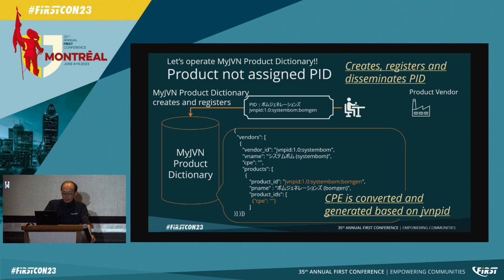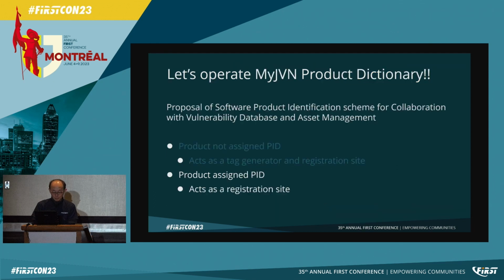This ensures all products, regardless of whether they already have a PID or not, can be properly identified and managed. Also, the MyJVN Product Dictionary may convert and generate CPE based on JVN PID. This allows for easy integration and compatibility with an existing CPE system, enhancing the interoperability and effectiveness of vulnerability management practice. So next, in case of a product assigned a PID, the MyJVN Product Dictionary serves as a registration site.